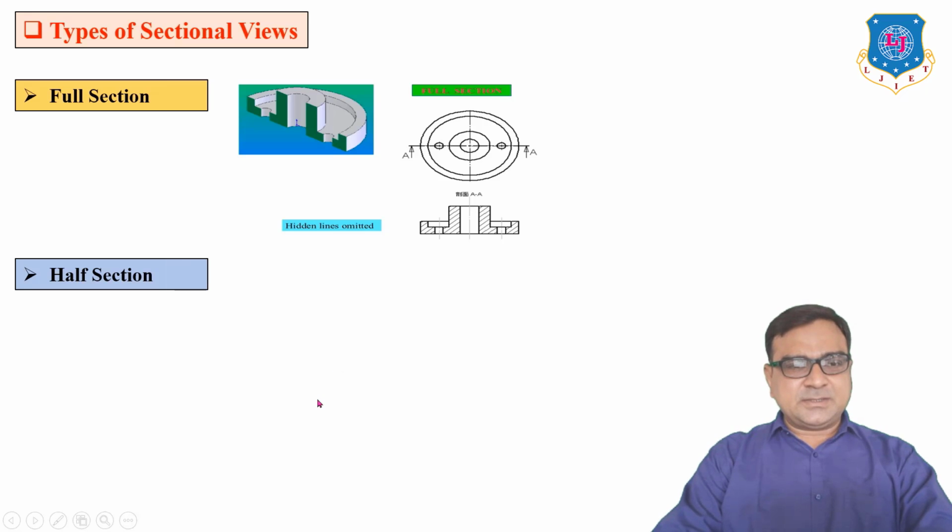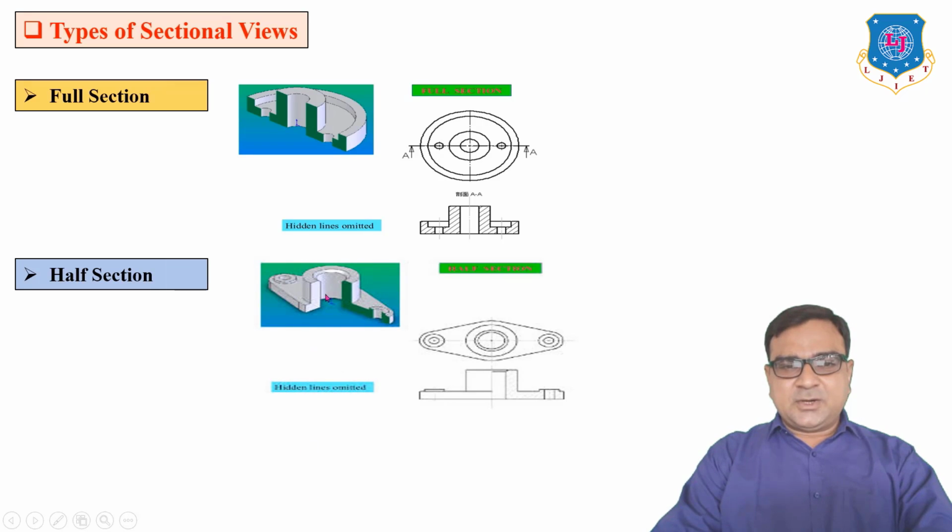Second is half section. So when we cut the object in such a way that the cutting plane cuts the object like this portion and this portion, meaning the cutting planes are perpendicular, one and two. When we remove this part, the quarter part of the flange, then when we observe the front view, only half of the front view is under cutting. So this part is represented by hatching lines. This is known as half section.